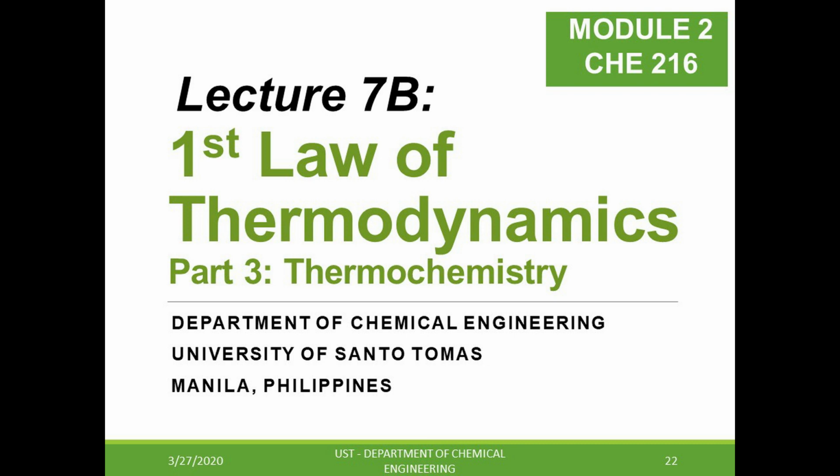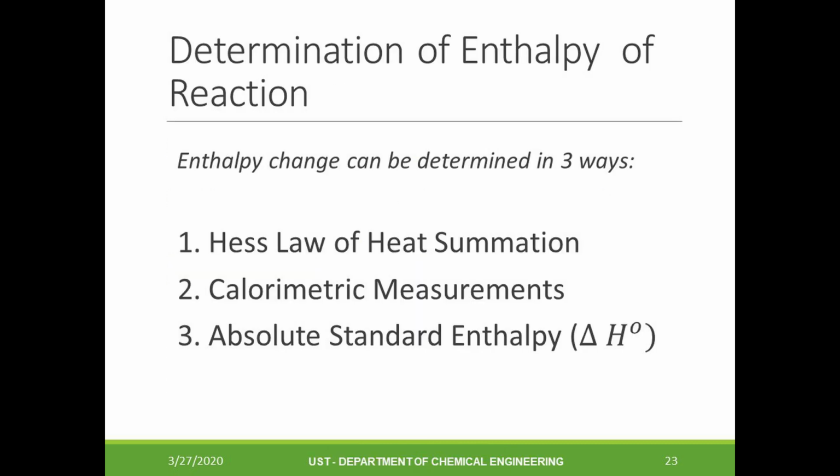So in the second tutorial, we will look at how we can determine the value of the change in the enthalpy in a chemical reaction. The change in enthalpy in a chemical reaction can be determined in three ways. First involves combining certain thermochemical equations, which we will discuss in a while, to yield the reaction of interest. We do this using the Hess law of heat summation. A second way is to carry out the reaction in a calorimeter, and we can also determine the change in the enthalpy from the absolute standard enthalpy data.